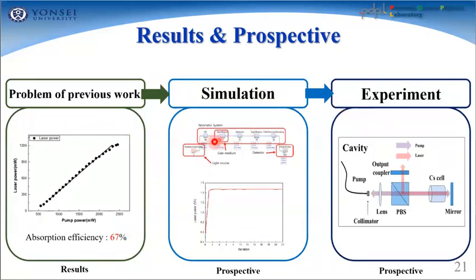I already measured the absorption efficiency of previous works of our laboratory. The 67% absorption efficiency means only 67% of pump power is engaged in laser operation. Now, I do simulation with pump beam distribution, lens position, and whole cavity composition. The result will be laser power versus iteration, for lens position, pump size, and cavity composition. After the simulation, I will do experiments.